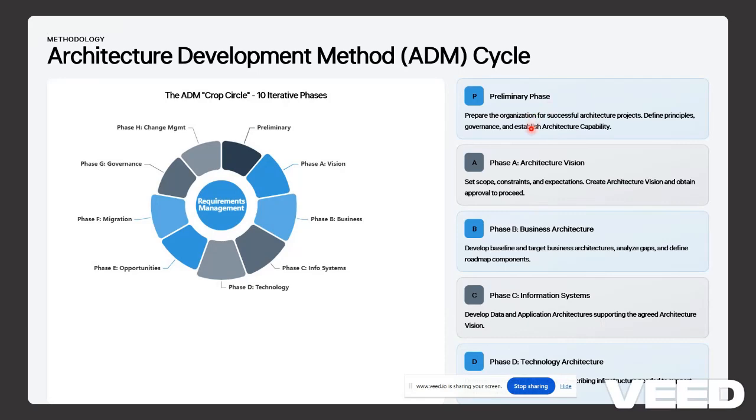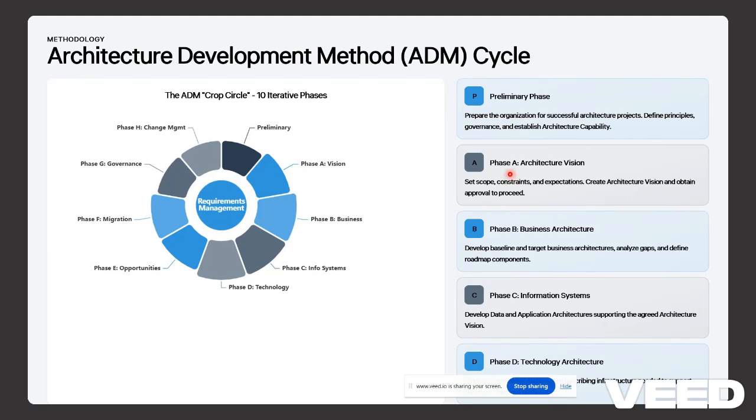Now, one is the preliminary phase. It talks about the preliminary phase. The purpose is to prepare the organization structure, successfully define artifacts and projects, and define the principles of how your project will work. That is the preliminary phase. You should understand how your organization's perspective works.